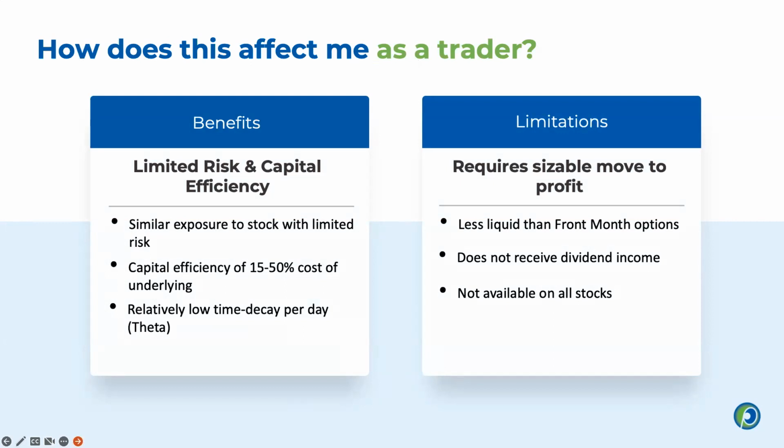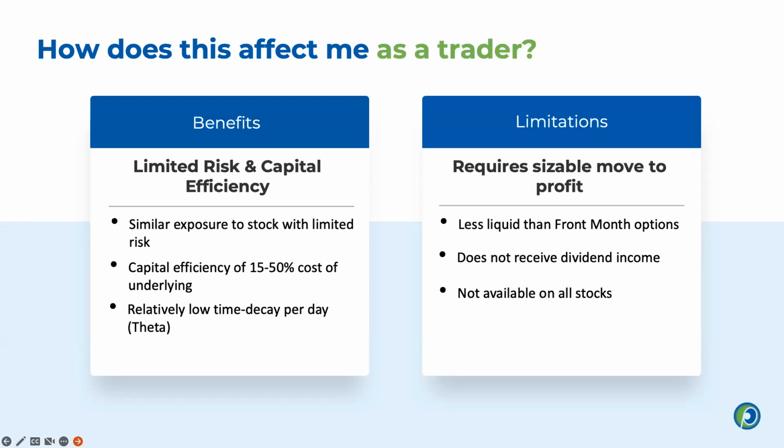You are going to spend absolutely less than the cost of the underlying security, but the benefits also come with increased risks. We'll have relatively low time decay per day because we're going out so far, and that theta decay doesn't rapidly occur until about 14 to 21 days until expiration. Your limitation is that you require a sizable move to profit, because we're going farther out. That's inherent of long options, because we need a sharp directional movement in our desired direction.